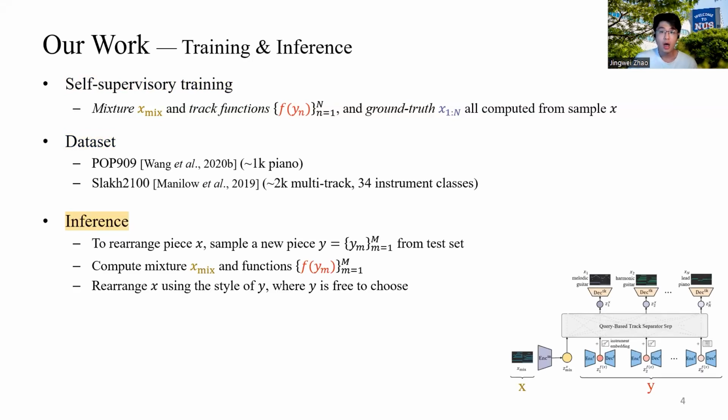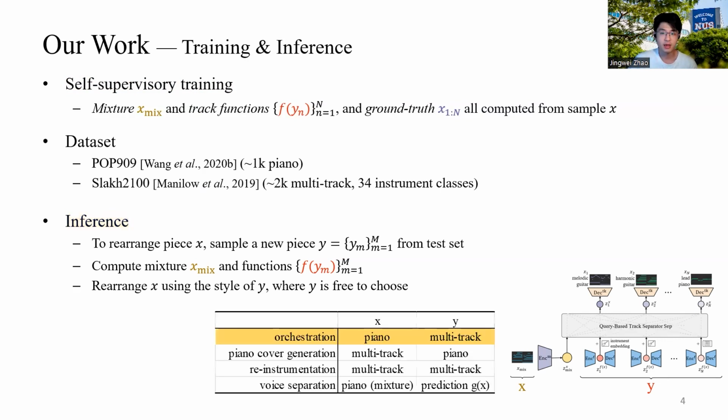At inference time, a well-trained model can rearrange a piece X using the track functions from a new piece Y, which can be freely selected by the user. For example, when we draw X from piano solo and Y from a multi-track piece, we will be using the track system of Y to orchestrate the content of X. And conversely, we'll be doing piano cover generation. When we draw both X and Y from multi-track pieces, we'll be using Y's track system to re-instrument X.